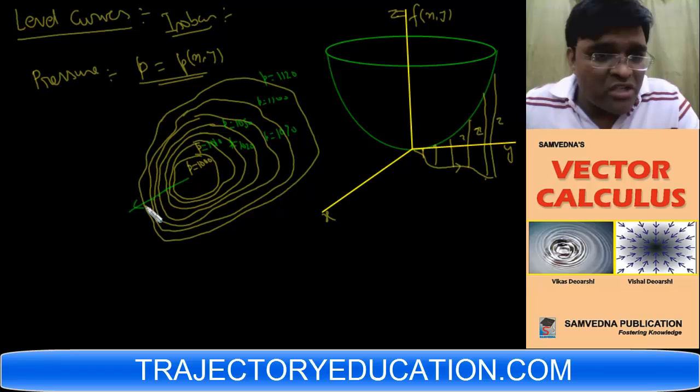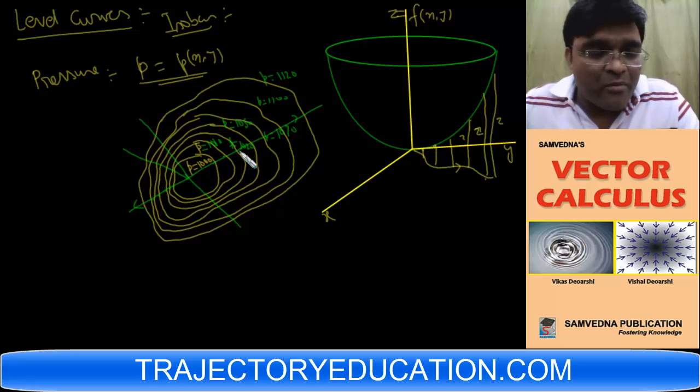Say if I move in this direction, I see these isobars are very close to each other. It means the pressure is varying very rapidly. Pressure is increasing very rapidly over here. When I move in this direction, pressure varies quite rapidly. The variation of pressure is quite rapid when you are moving in this direction.